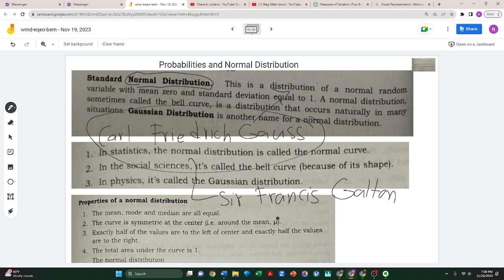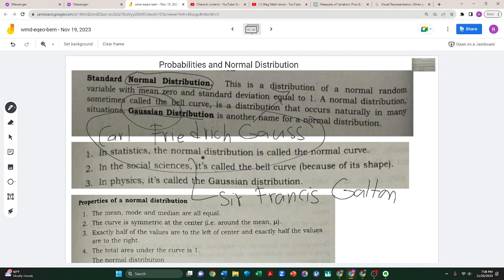The mathematical properties of the normal distribution were described by both Gauss and Laplace independently, and the distribution is sometimes referred to as the Gaussian distribution, as you can see, to honor Gauss' contribution. Essentially, Gauss' work laid a foundation for understanding and characterizing this distribution, which is why it is often associated with his name.